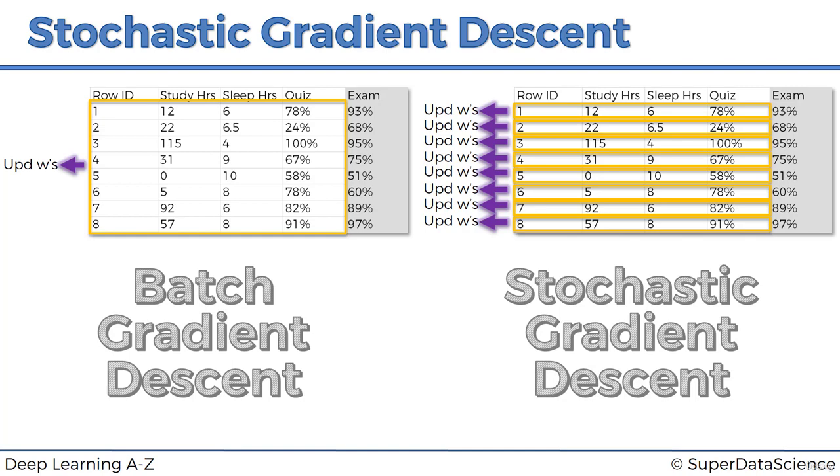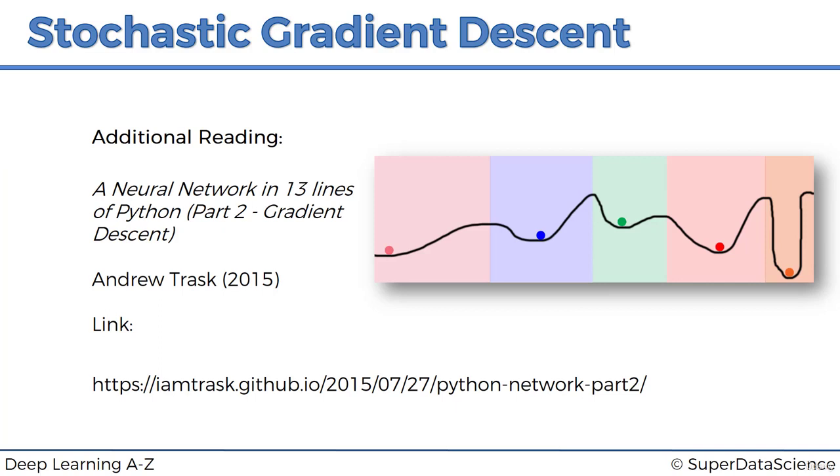If you'd like to learn more about gradient descent, there's a great article which you can have a look at. It's called A Neural Network in 13 Lines of Python Part 2: Gradient Descent by Andrew Trask, and the link is below. It's a 2015 article on GitHub. Very well written in very simple terms. It's got some interesting thoughts on how to apply gradient descent, what the advantages and disadvantages are, and how to do things in certain situations. So it's got some very cool tips and tricks and hacks. Very easy read, so definitely check that out.